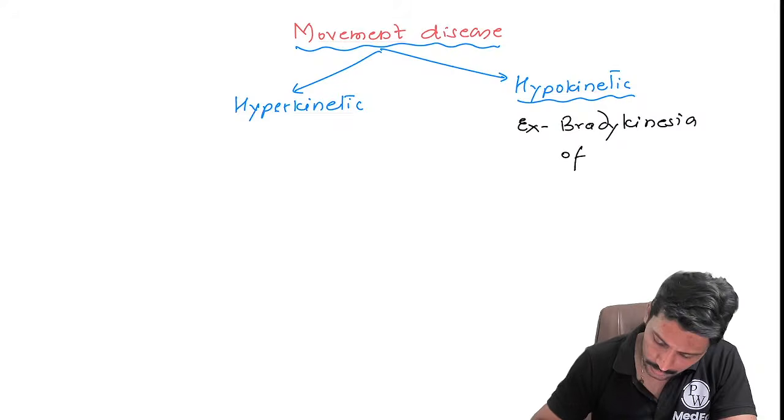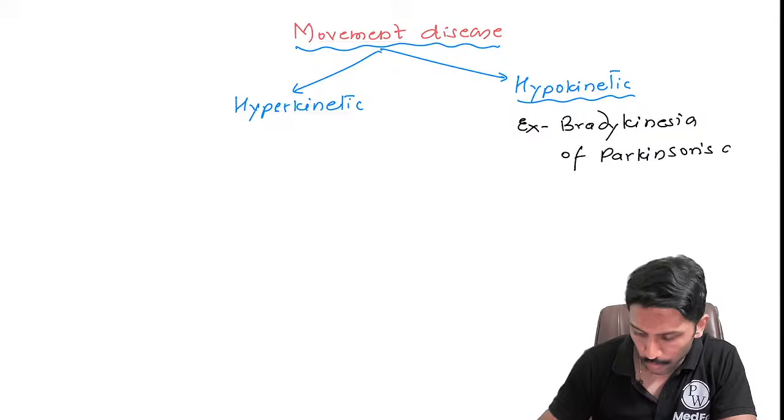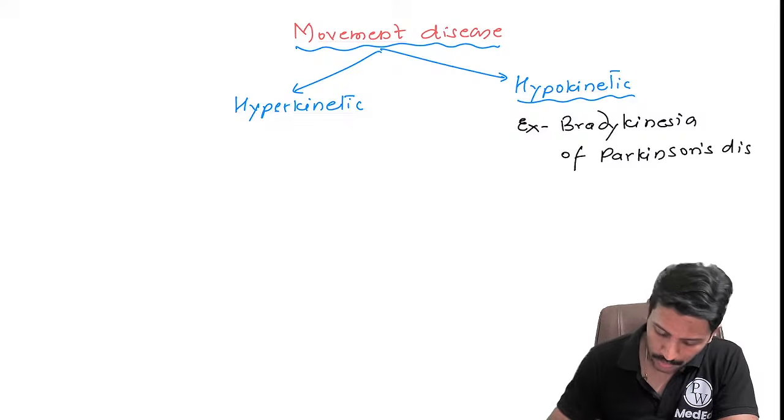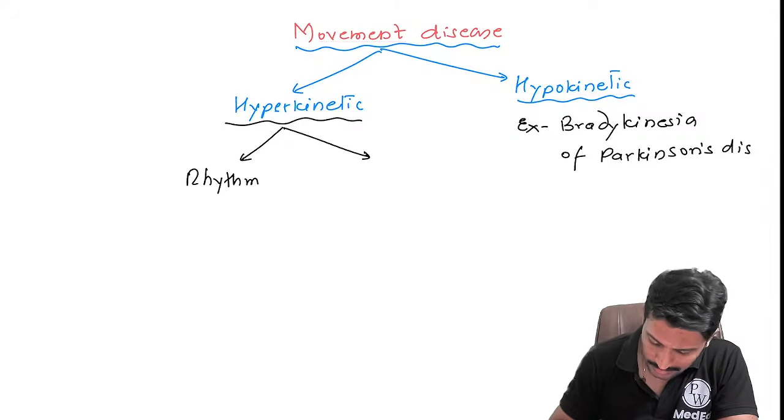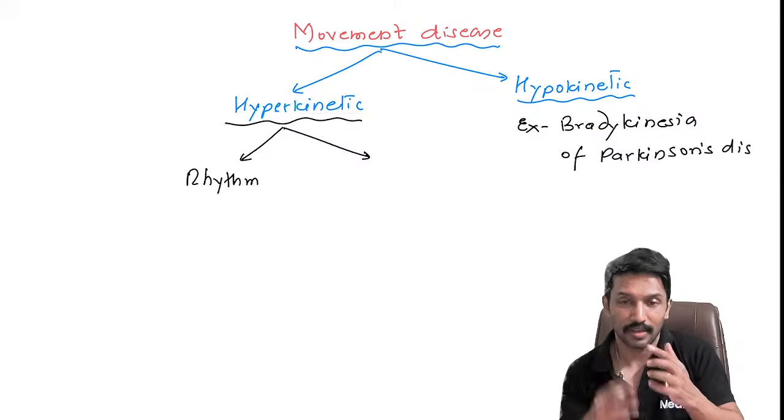Bradykinesia of Parkinson's disease is a classical example for hypokinetic movement disorder. And when we are talking about hyperkinetic, we will further divide them into two groups. Rhythmic. Rhythmic means the same movement keeps repeating again and again like a rhythm.